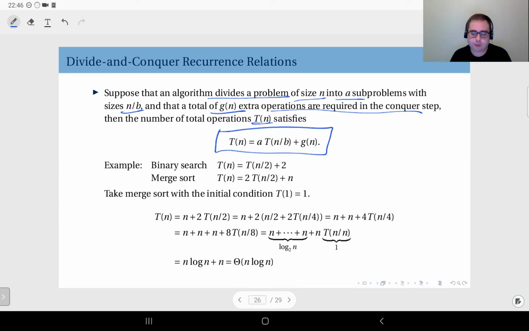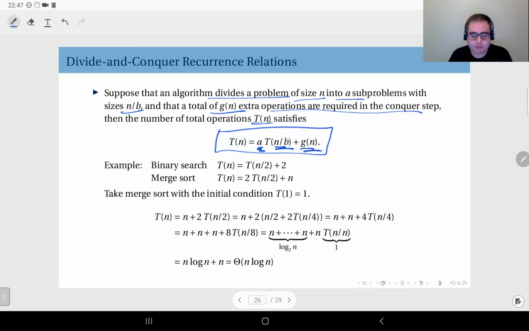This is straightforward because you need to solve a subproblems, each of which is of size n over b, and then you need additional g of n steps. Some examples here: binary search, as we have seen earlier, satisfies T(n) equals T(n over 2) plus 2, or merge sort, T(n) equals 2 times T(n over 2) plus n.